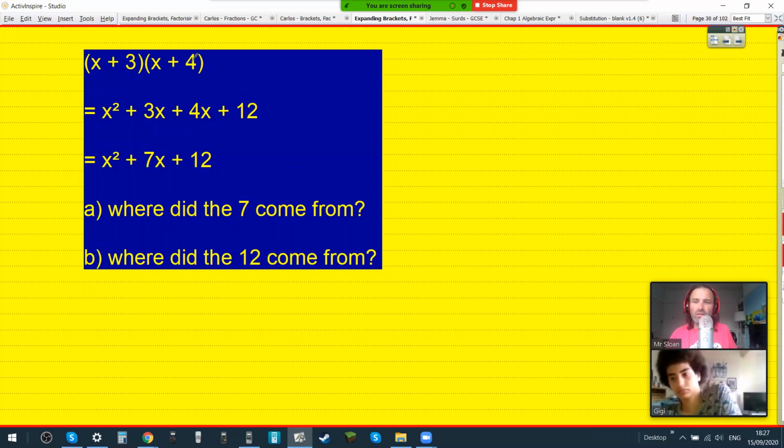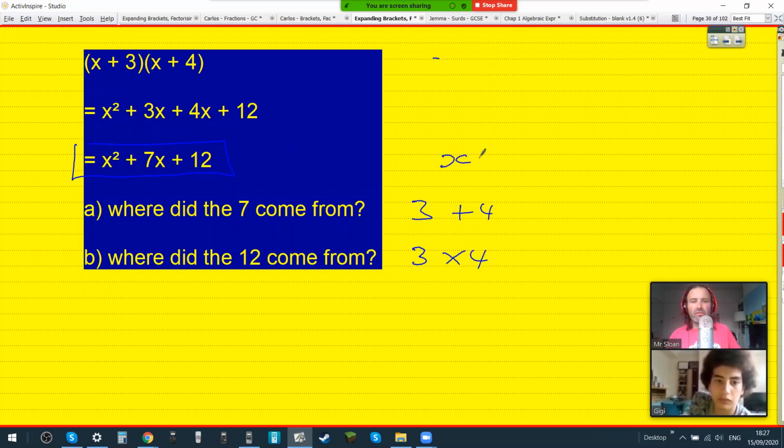Okay, so this is you expand double brackets. This is what you get. Question A. Where did the 7 come from in the 7x? Were they all linked? Yeah. So this is the same question. It will be 3x plus 4x. Yeah, so the 3 plus 4. And where did the 12 come from? 3 times 4. Yes.